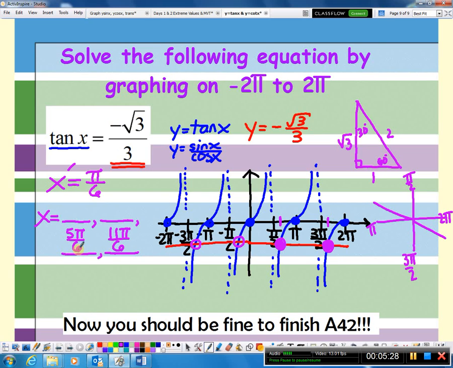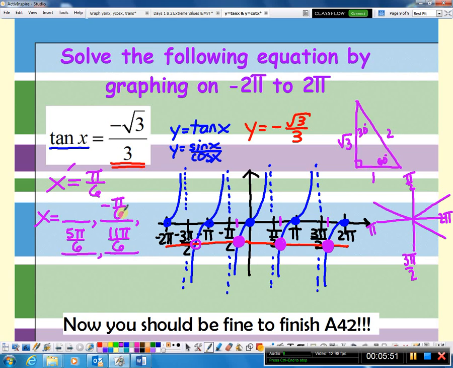My next point of intersection, if I make the tick mark, is falling between 0 and pi over 2, but on the negative side. Forget about the negative for just a minute. From 0 to pi over 2 would be in here. So that would just be pi over 6. But it's on the negative side, so label it negative pi over 6.